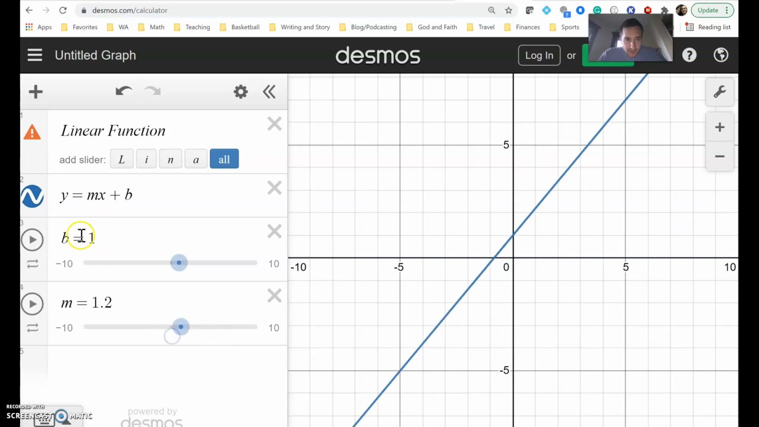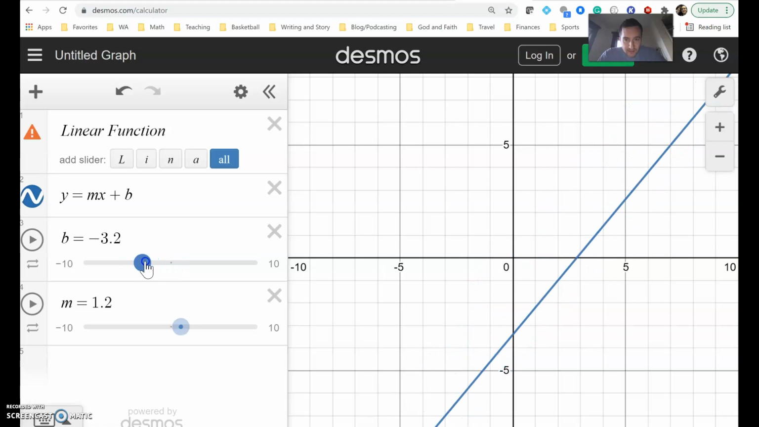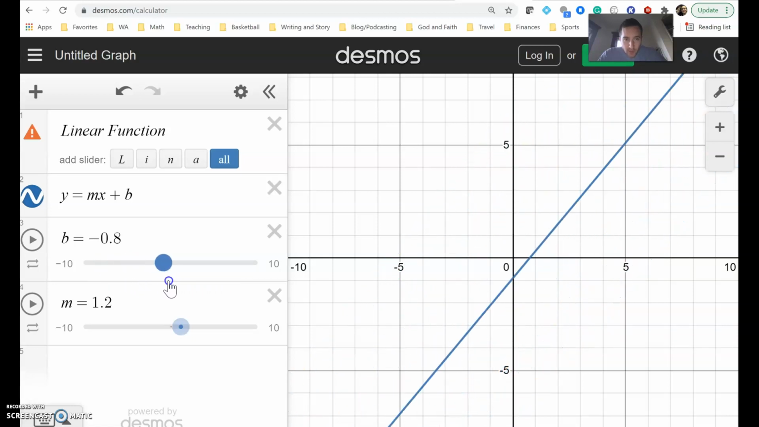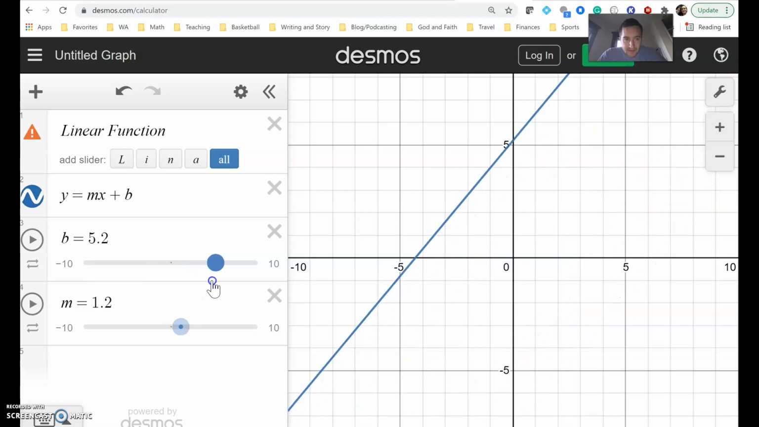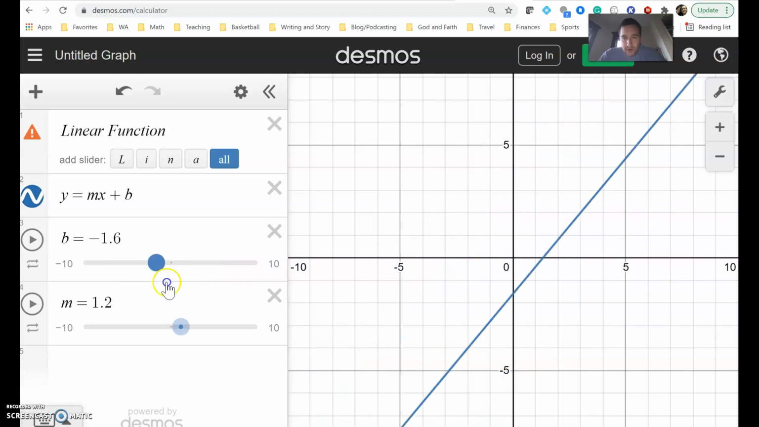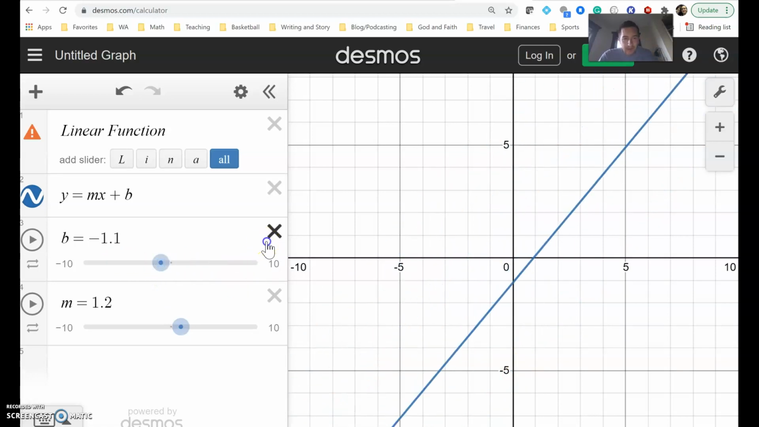And what does the b do? The b is the y-intercept. Look what happens when I move this. What's happening here? The graph is going up and down on the y-axis. If the b is 5, it slices through the y-axis at 5. If the b is negative 5, it slices through the y-axis at negative 5. So the b value tells us where the line is slicing through the y-axis.